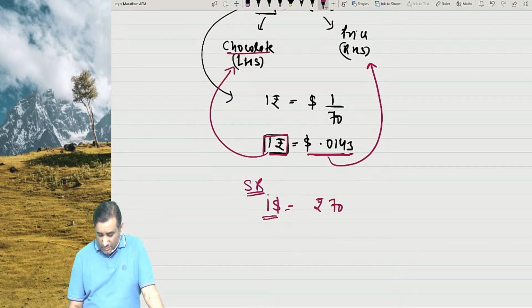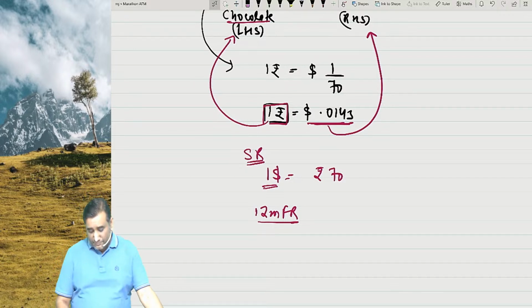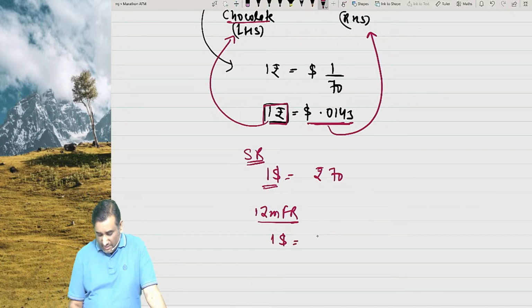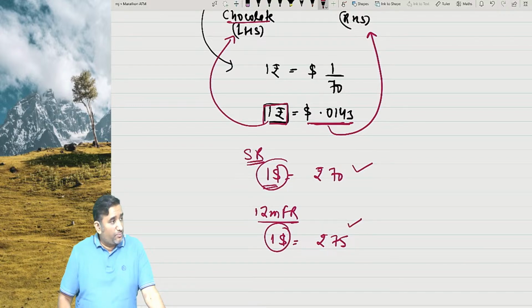Now second part is, if spot rate is $1.70, and let's suppose 12-month forward rate. What is a 12-month forward rate? A 12-month forward rate is the agreement is done today, settlement will happen at a certain period of time after 12 months. If one chocolate comes at 75, now identification is one chocolate today comes in 70, the same chocolate after 12 months will come in 75 rupees.